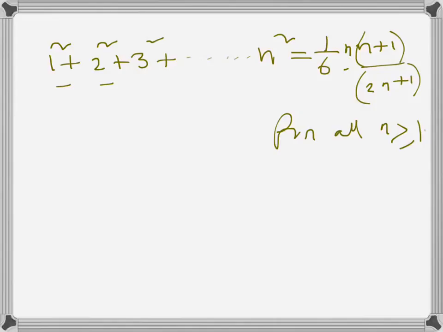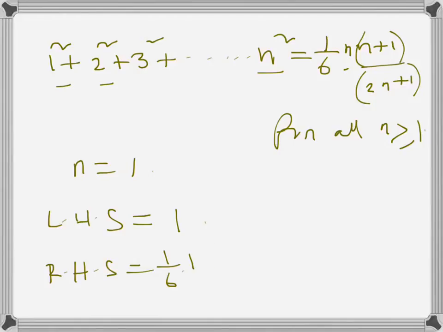We will see whether we can prove the left hand side is equal to right hand side for n equal to 1. When n is equal to 1, the left hand side is 1, just 1, while the right hand side becomes 1 over 6 times 1 times 1 plus 1 times 2 times 1 plus 1, which is 3, so that's actually 1. Now we will make an assumption that the relationship is true for n equal to k, where k is any integer equal to or above 1.